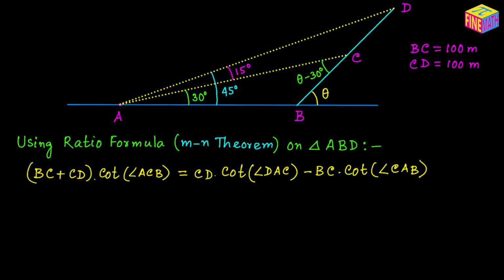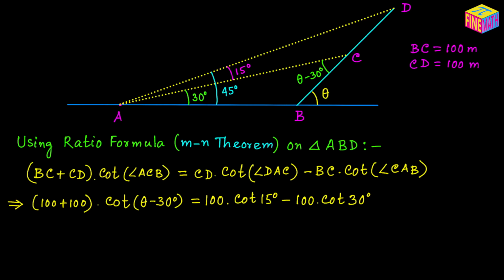Now I am going to substitute the values of BC and CD and the angles, and let's see how that looks. Well, it's kind of going to look like this. BC is equal to 100 meter. CD is also equal to 100 meter. So I have used 100 plus 100 in place of BC plus CD. And then angle ACB is actually theta minus 30 degree. And then angle DAC is actually 15 degree. And angle CAB is 30 degree. So I have simply substituted the values of BC, CD and the three angles there.